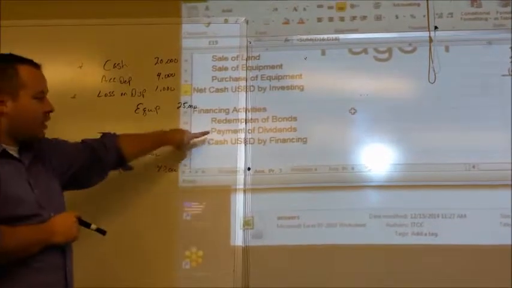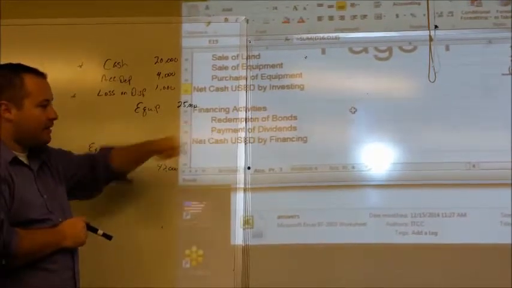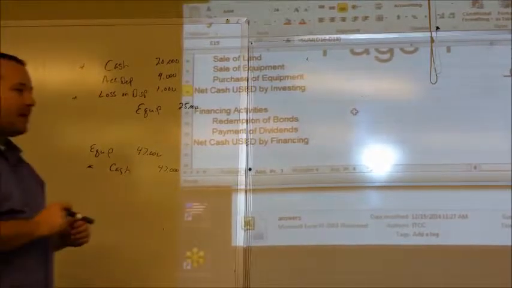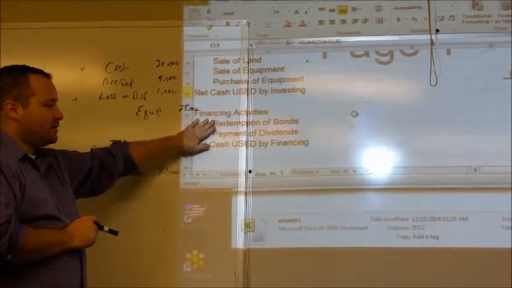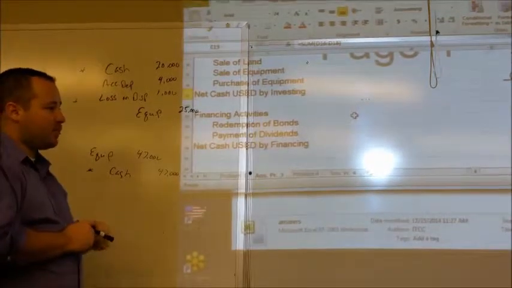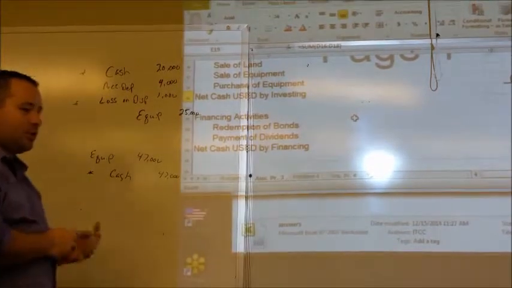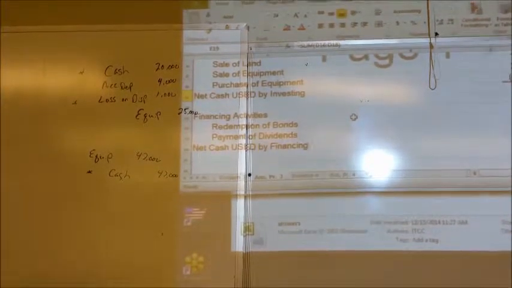And then I have one note item left that I haven't taken care of, the dividends. So I like to mark everything off on the balance sheet as I use it, so I know exactly what I still have left to put on here. Again, this is a negative, so net cash used in the financing area.